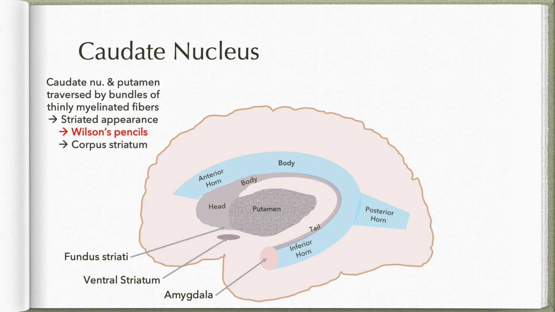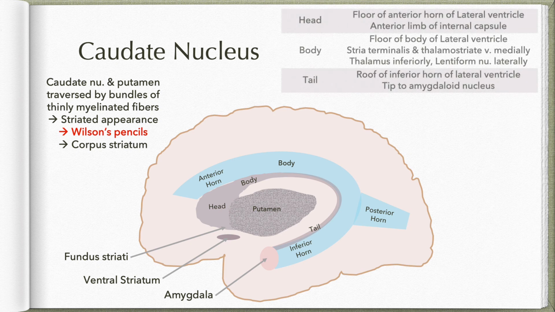Both this caudate nucleus as well as putamen are traversed by multiple bundles of thinly myelinated fibers known as Wilson's pencils. Now these bundles of white fibers give it a striated appearance, therefore the name corpus striatum. Now coming to the relations of different parts of the caudate nucleus. Head of the caudate nucleus forms the floor of the anterior horn of the lateral ventricle, and laterally it is related to anterior limb of the internal capsule.